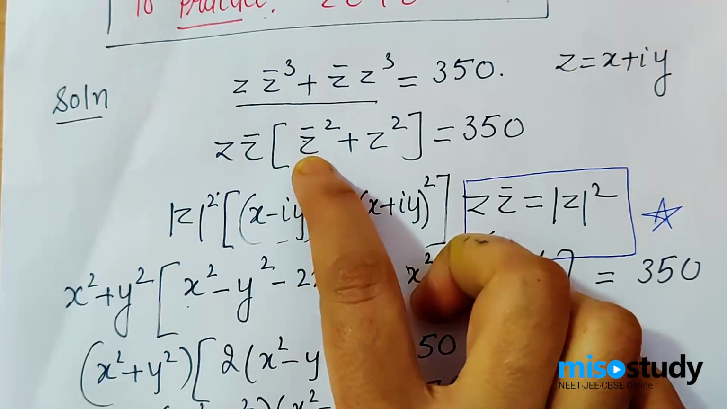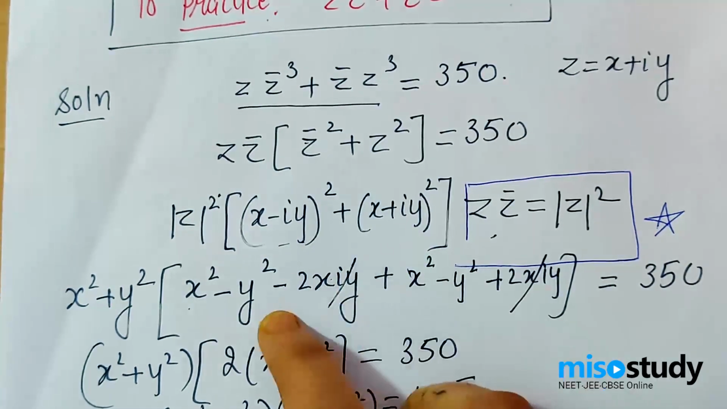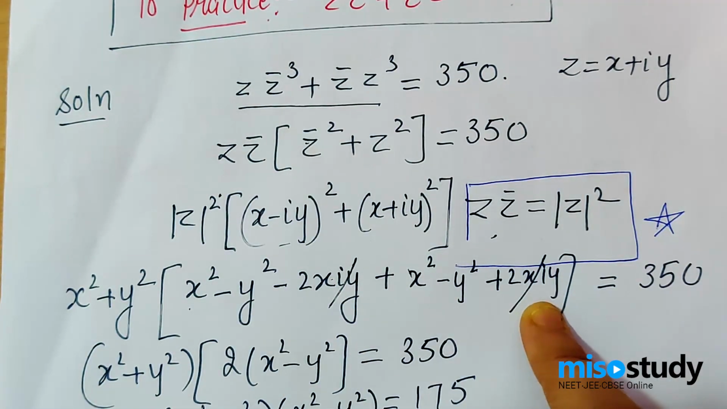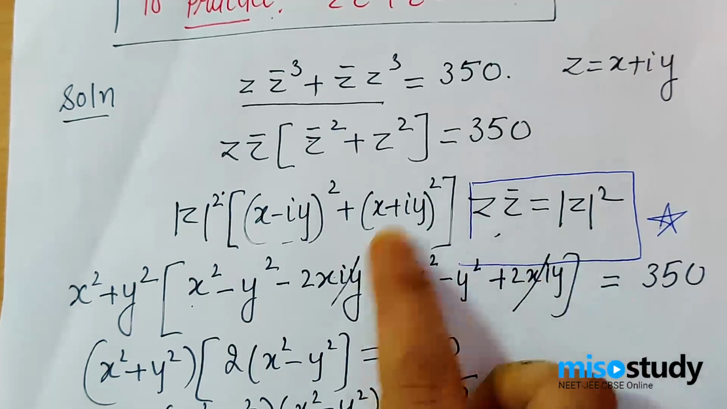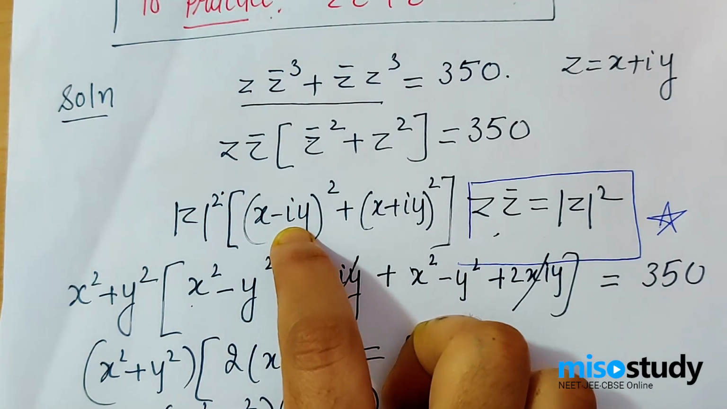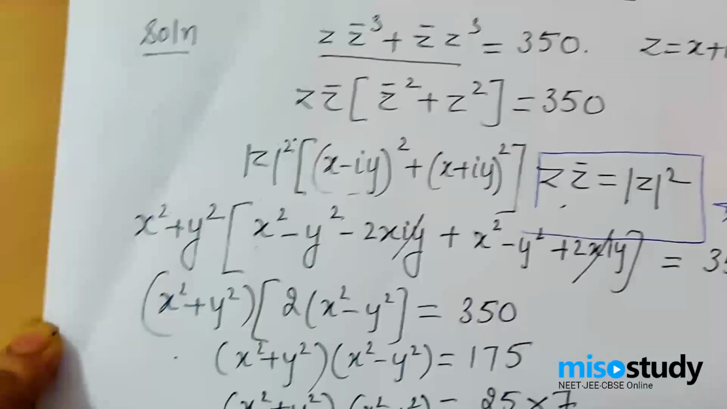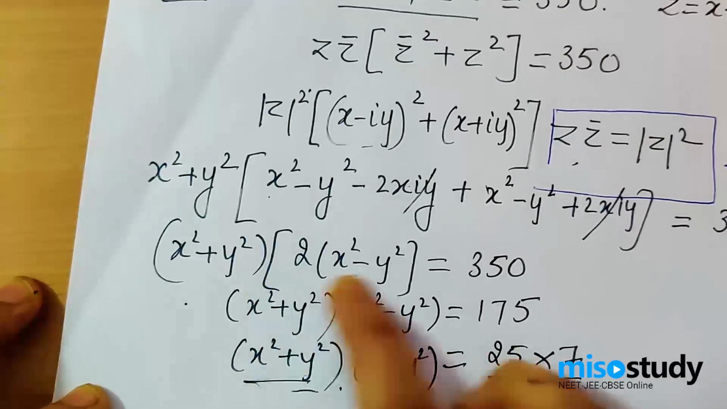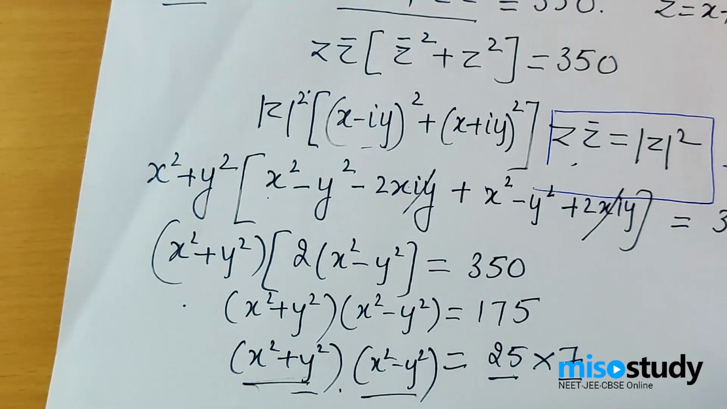Now over here I put z conjugate as x minus iota y and z as x plus iota y whole squared, and I open this whole squared. On opening, minus 2x iota y plus 2x iota y will get cancelled. After all, this was iota y, so we squared iota y, iota squared is minus 1, so I'll have x square minus y square over here. So I end up having this thing, x square plus y square, 2 into x square minus y square is equals to 350, and I simplified it even further.